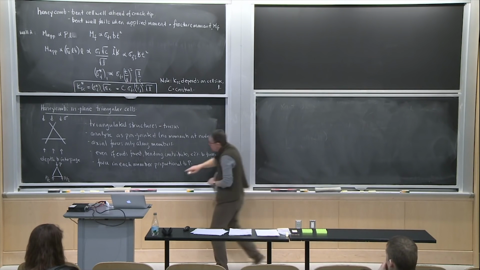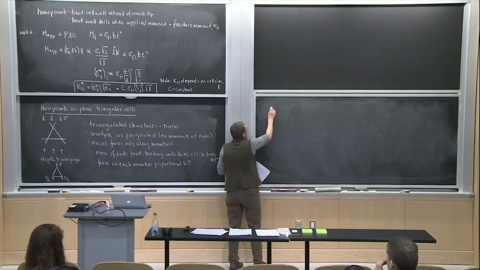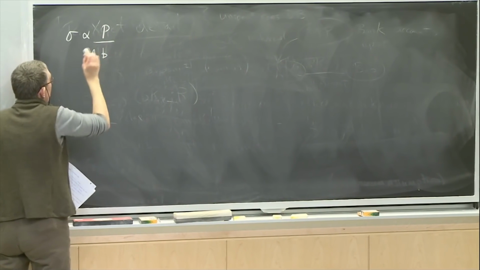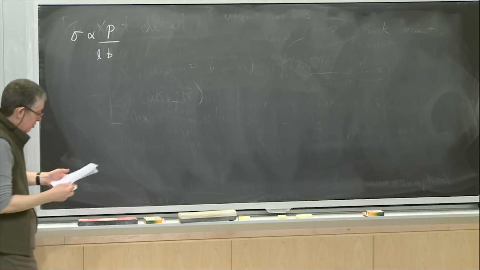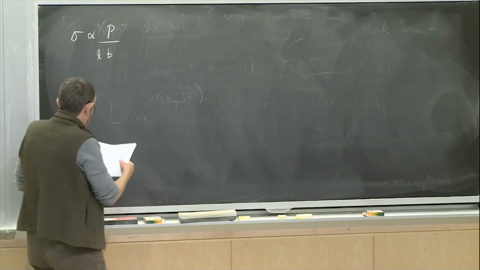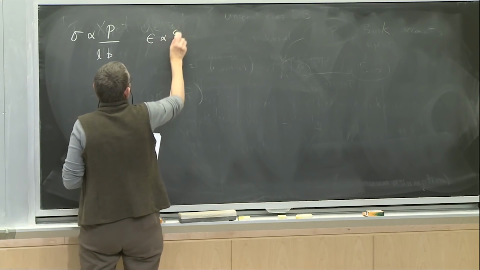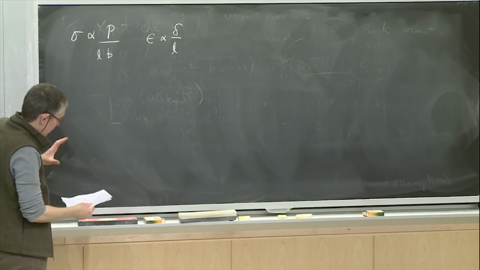Okay, so if I have a little setup like this, I can say that the overall stress is going to be proportional to P over LB. Okay? And the stress in each member is going to be proportional to P over L times the thickness, or B times the thickness. So this is the overall stress. The overall strain is going to be proportional to some deflection of the triangle divided by the length.